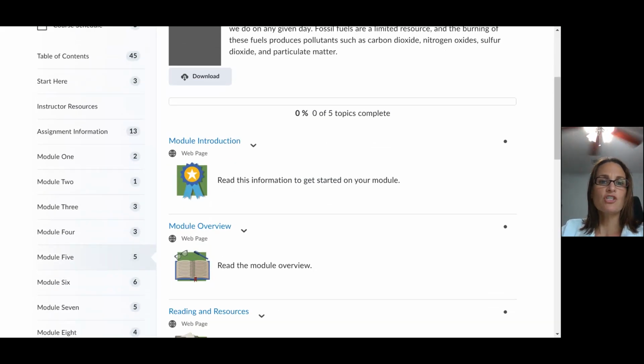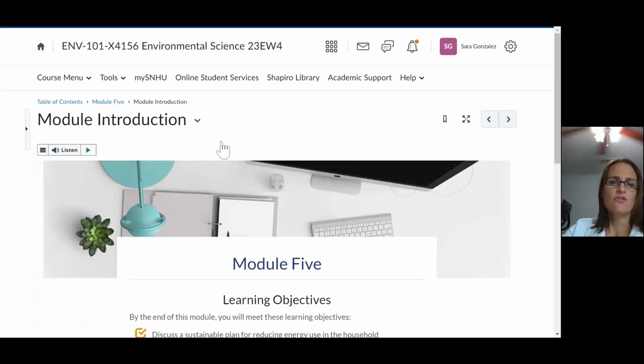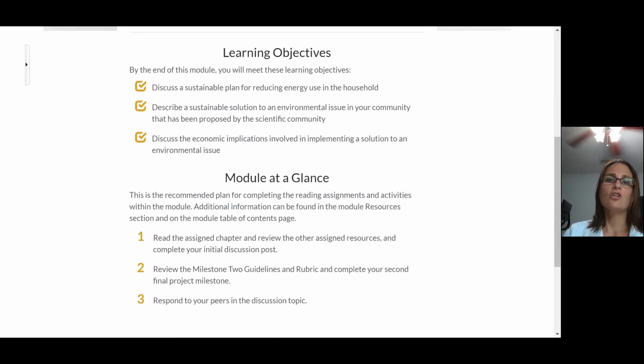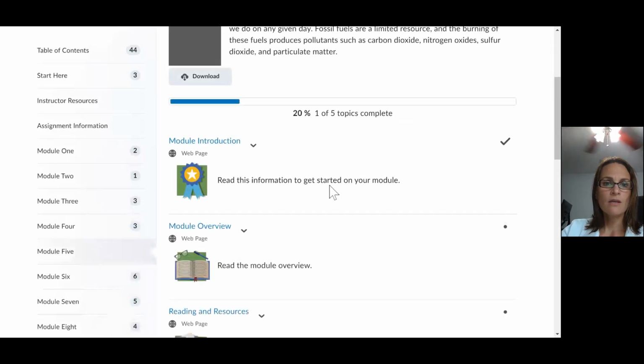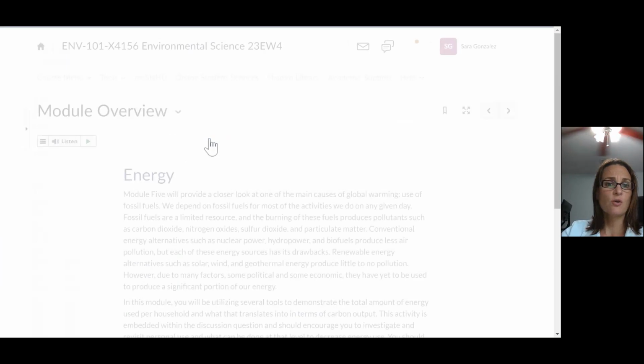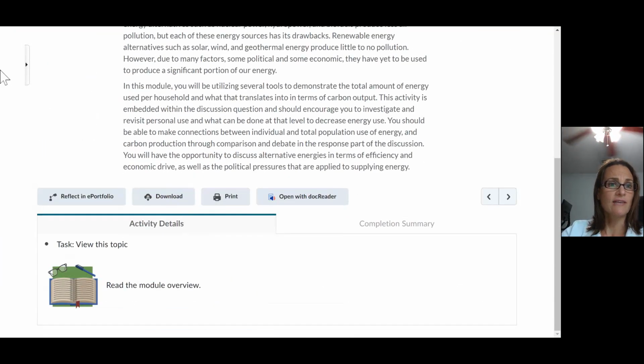Take a look at the module introduction. So if you go ahead and click, you should be able to share screen here. If you take a look at the Module 5 learning objectives, here we'll take a look at understanding your energy usage in terms of your household, looking at sustainable solutions for an environmental issue, and also discussing some of the economic implications of that issue as well. If you look at the module overview, here is just a quick overview about energy, so you can take a look at that.